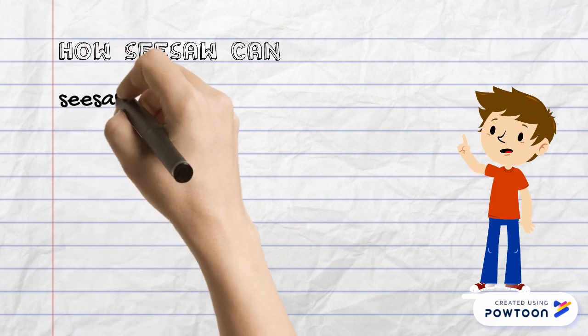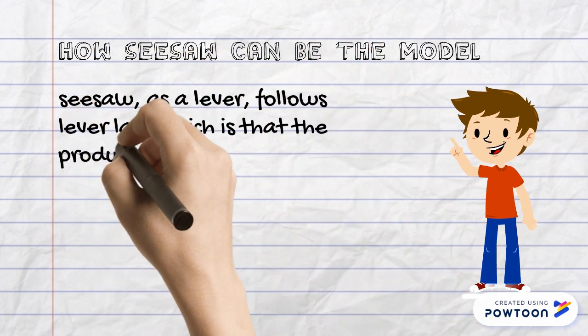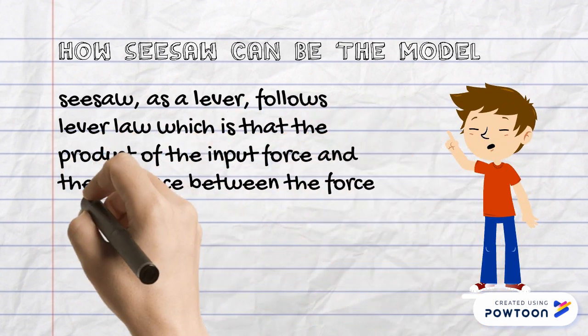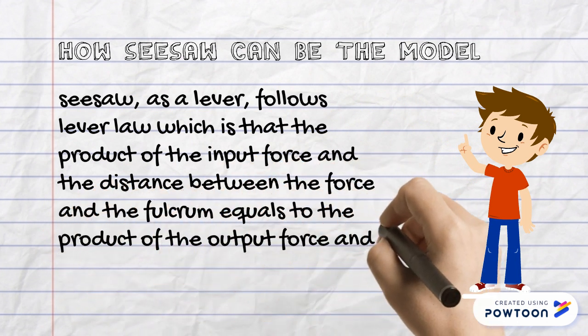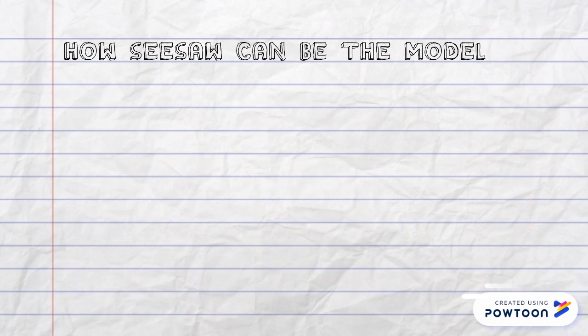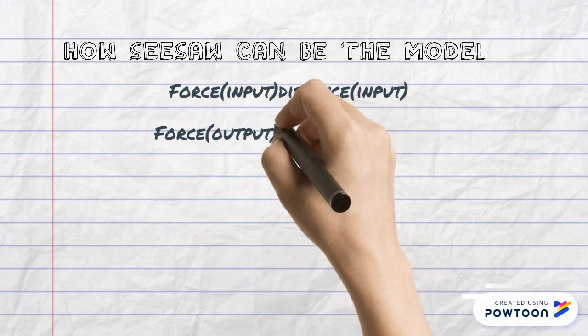A seesaw, as a lever, follows the law of the lever, which is that the product of the input force and the distance between the force and the fulcrum equals the product of the output force and the distance between the force and the fulcrum. If I write it down as a formula, it will look like this.